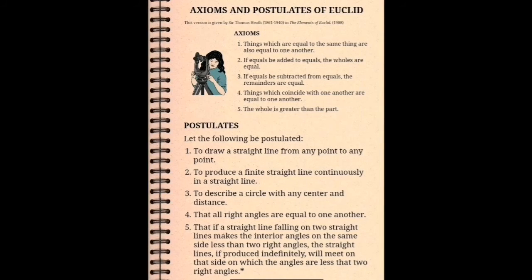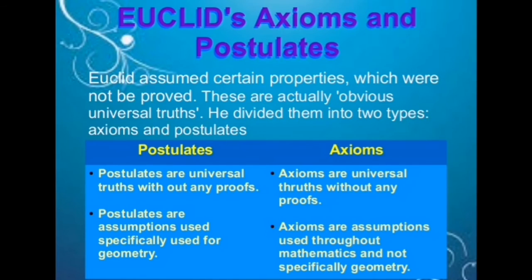Axioms and postulates. Axioms are self-evident, which are common to all branches of science, while postulates are related to a particular science. Both axioms and postulates are assumed to be true without any proof or demonstration.